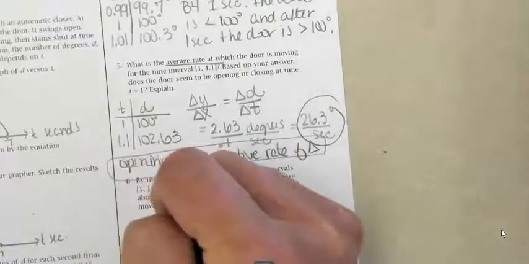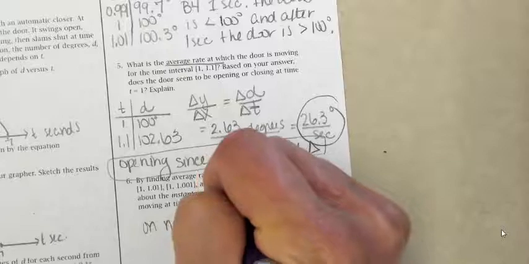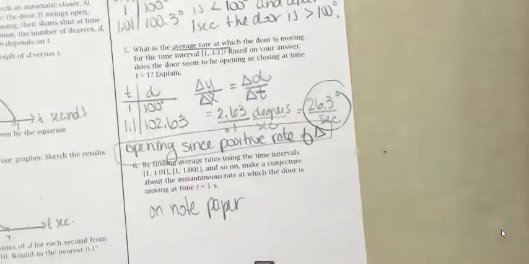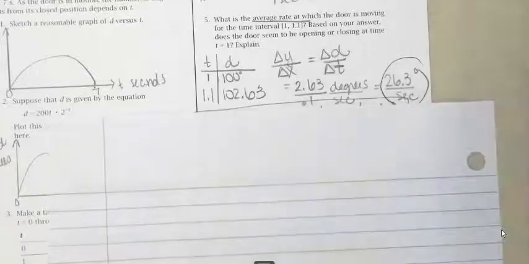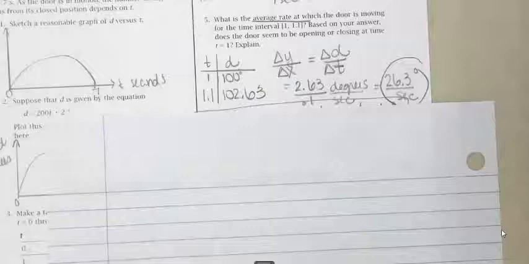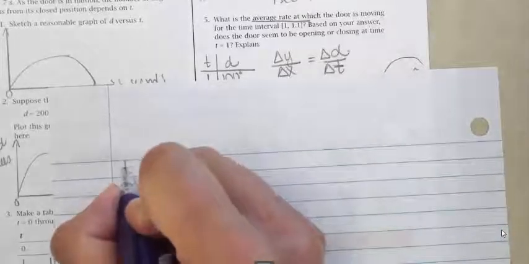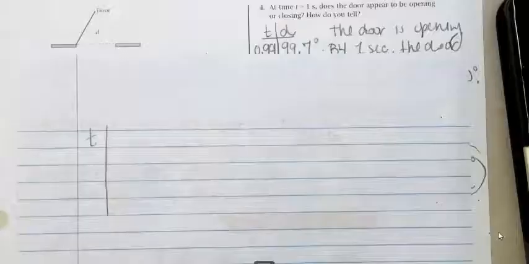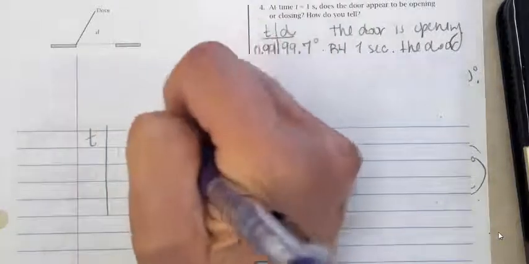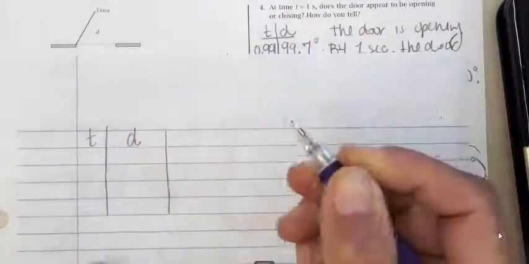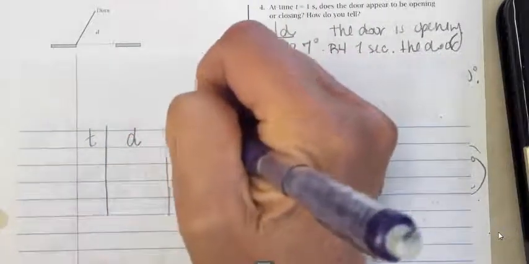So I think I'm going to do this on my note paper. Okay, I'm going to make a table here, which will be helpful in seeing the limit of those average rates of change. We're going to start with our time column. Then we'll have our degrees column. And then from there, we'll be able to calculate the average rate.